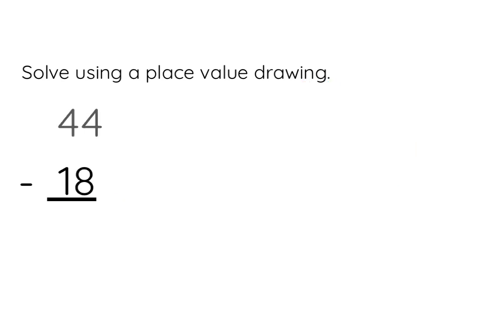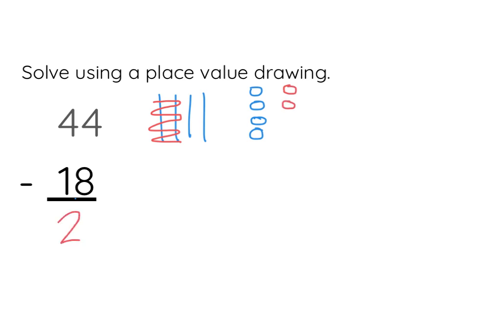All right, last one, build 44. Again, remember, everything we draw is neat. And we're going to get rid of 18's next 10, which is 20. And then 18's partner is 2. So my answer is 26.